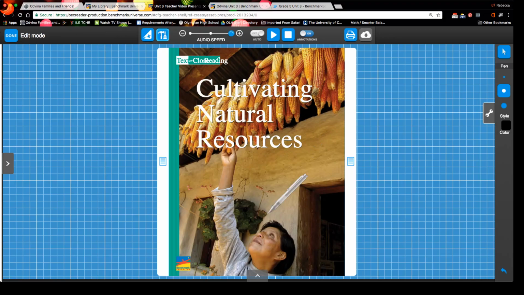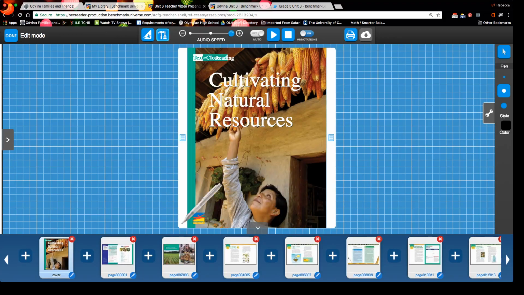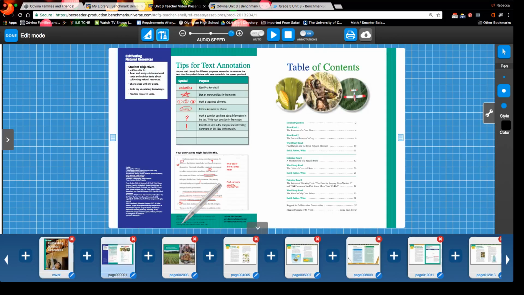Okay, 5th graders. So we're going to open up this book to the very next page, and I want to go back over some of this. First of all, there are some tips for text annotation right at the front of your book, behind the front cover. As you read closely for different purposes, remember to annotate the text. Use the symbols below, and add new symbols in the space provided, so we can come up with our own down here.